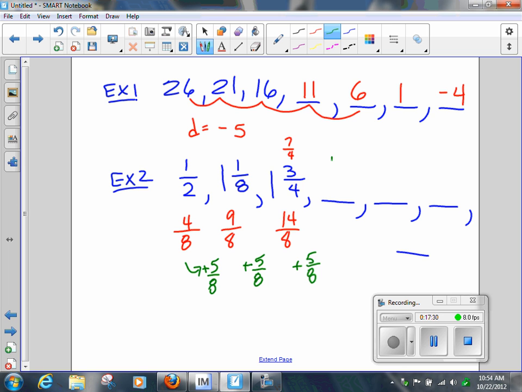14/8 plus 5/8 is 19/8. Plus 5/8. What's 19 plus 5? 24/8. Hello, what number is that? 3. So you can put it as that or as a mixed number. You can change this to a mixed number, or you can leave it as an improper fraction.